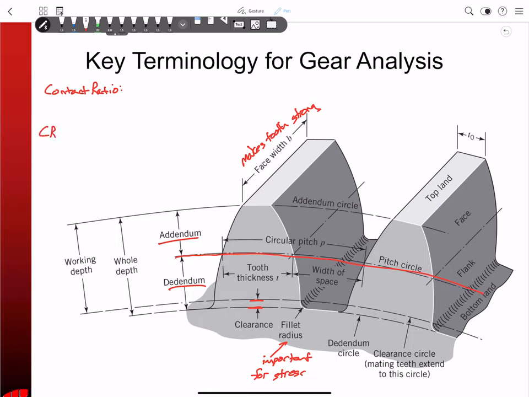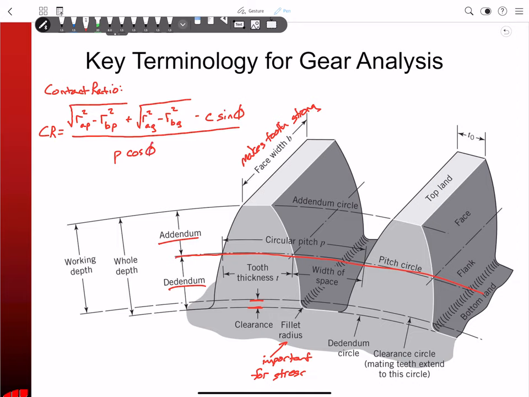So the contact ratio works out to be the square root of the radius of the addendum circle of the pinion squared minus the radius of the base circle of the pinion squared, and then we'll add to that the same dimensions for the gear. So the radius squared of the addendum circle of the gear minus the radius squared of the base circle of the gear, minus the center-to-center distance times the sine of the pressure angle. And all that gets divided by the diametral pitch times the cosine of the pressure angle.